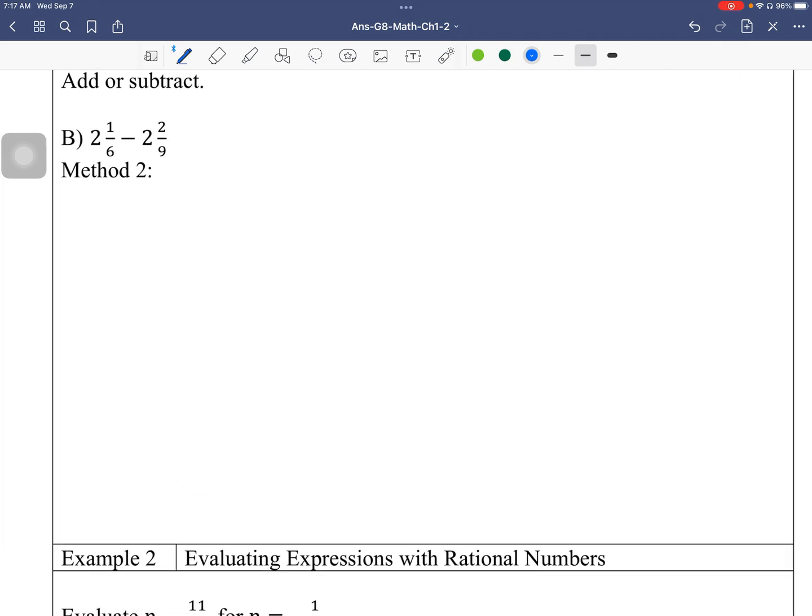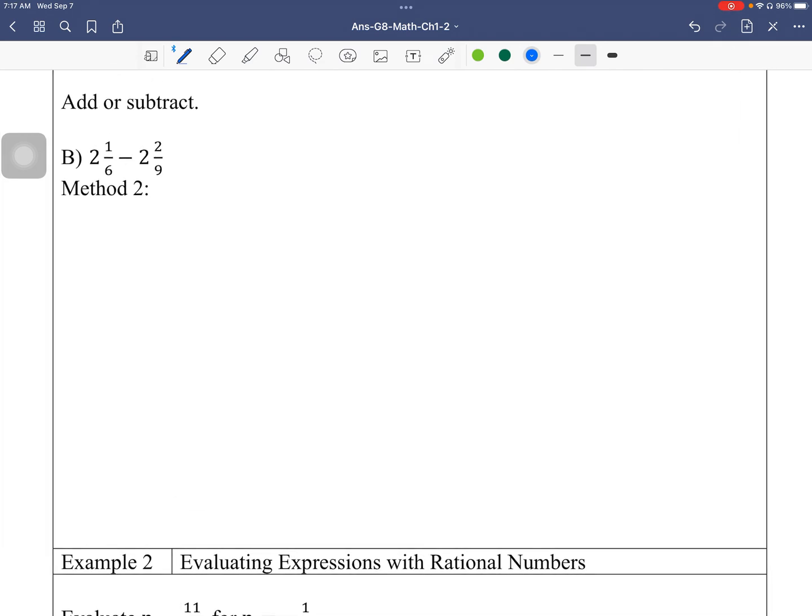For question 2, I'm going to use method 2. So for question 2, 2 and 1 over 6 minus 2 and 2 over 9. If you are fast and know exactly how to do this, you can just see that the 2 and 2 are going to cancel out, so you just do this part. But sometimes, if the first fraction is smaller than the second, then you are not going to have enough, so you have to borrow from the integer. So it takes some experience to do this.